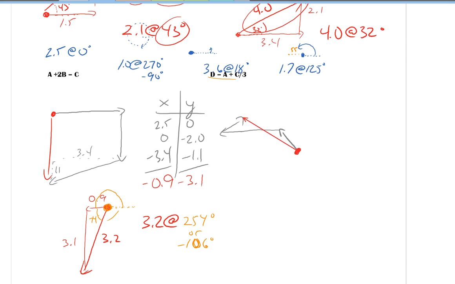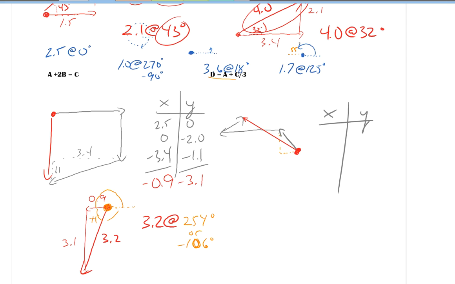All right, well, let's break apart the vectors one at a time into their components. So x, y. The first one is the D vector, which I don't think I've used yet. So I'm going to have to break that one apart. I need to know how far sideways it goes and how far up it goes. I'm going to break that guy, the little 1.7 at 125.